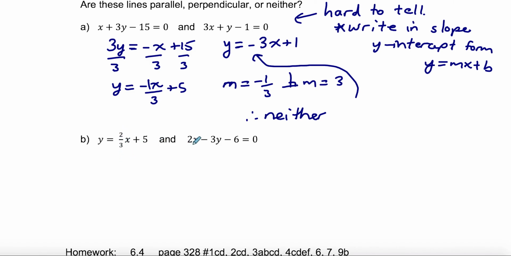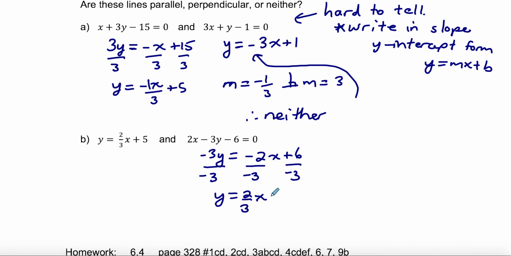And again with this last one, when I first look at it, I see this slope here is 2/3. What is this slope? It's hard even for me to tell at first. I'd much rather write it in y equals mx plus b form. So I'm going to isolate the y and move the -6 to the right there, divide everything by -3. So y equals 2/3 x minus 2. So the y-intercepts don't matter at all. This one can be +5, this one can be -2, it doesn't matter. But I'm looking at my slope. This has a slope of 2/3, this has a slope of 2/3. These two lines have the same slope, so therefore the lines are parallel.